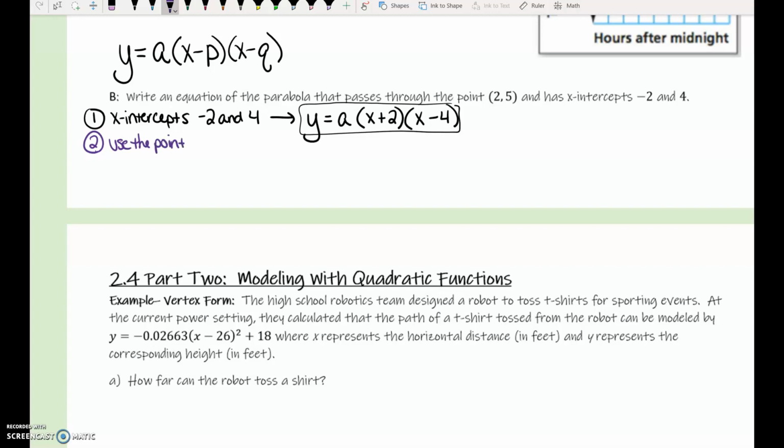The point they gave us is 2, 5. Now this x value of 2 is going to be put in 2 places, and the y value 5 goes in place of the y. But because this is intercept form, that x value gets used more than once. So 5 equals a times 2 plus 2 times 2 minus 4. I'll highlight here as well so you can see where that all came from.